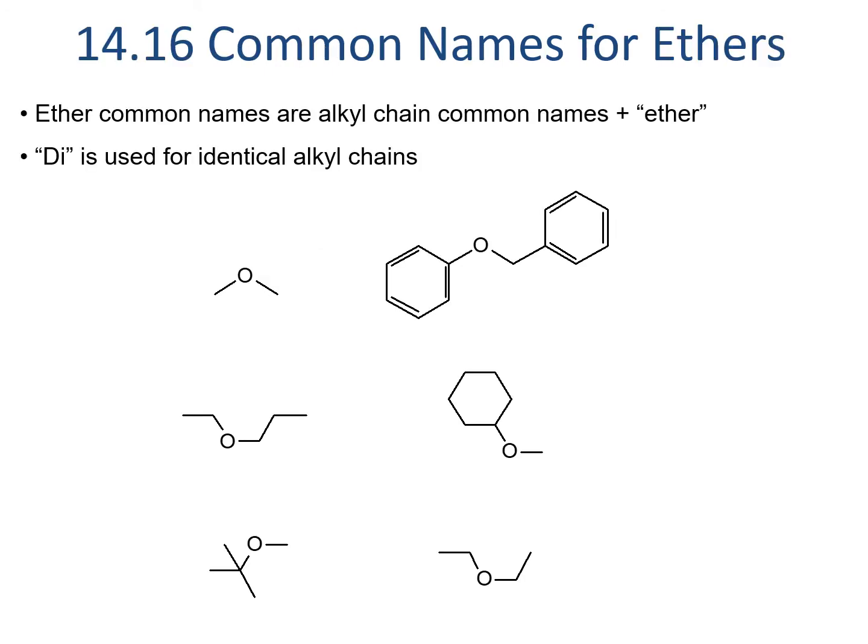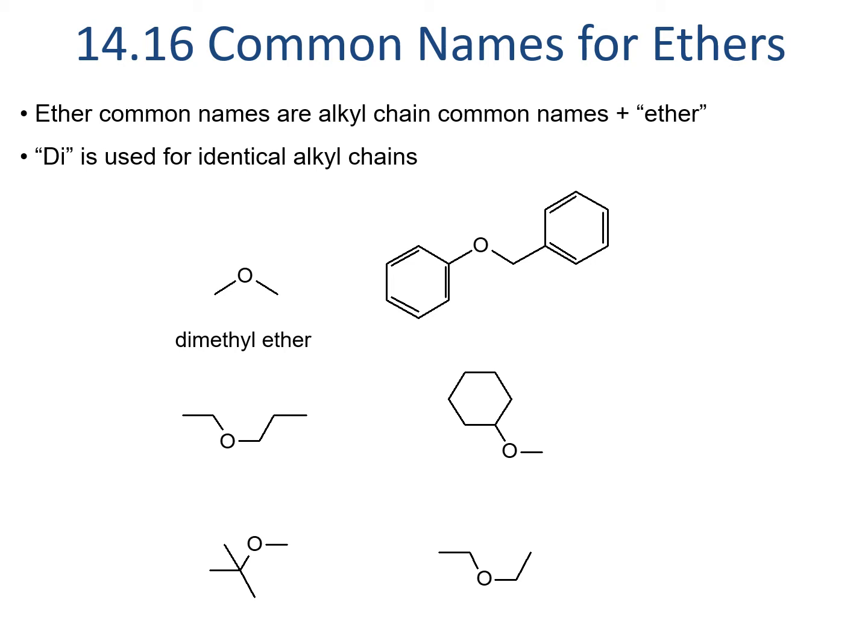Ethers are actually quite a bit easier to name in common form than we just saw in IUPAC form. We just list each side of the ether as a side chain, and then we add the word ether. If 2 side chains are the same, we use the prefix di. So for example, the molecule in the top left has 2 methyl side chains, and we'd say dimethyl ether. Like common names for alcohols, the side chains are actually separate words.